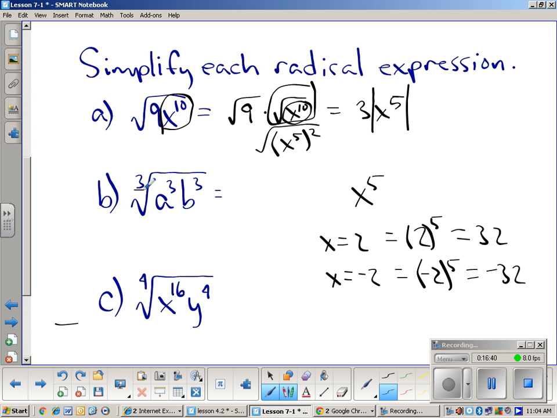So what is the cube root of a cubed? A. And what's the cube root of b cubed? b. And so the cube root of a cubed b cubed is ab. Okay? So whenever these numbers match, they cancel out, and we're just left with whatever that letter is, or that number.